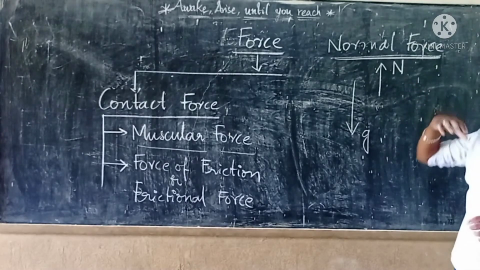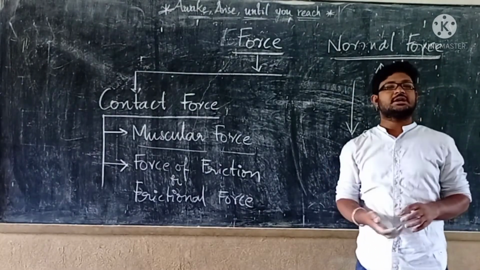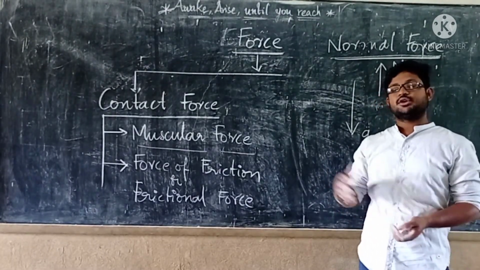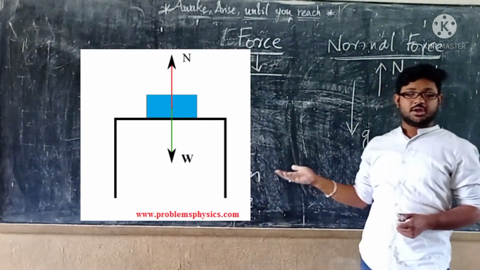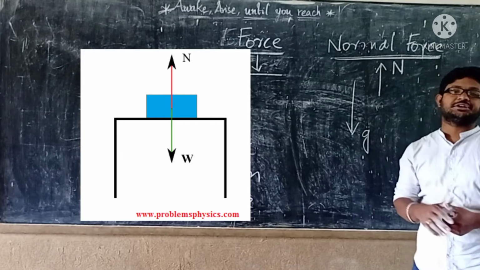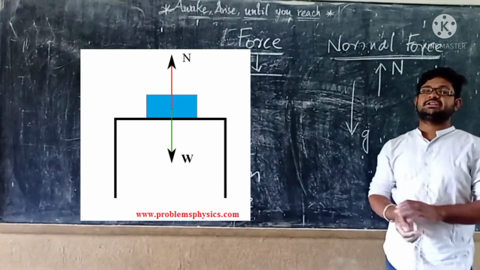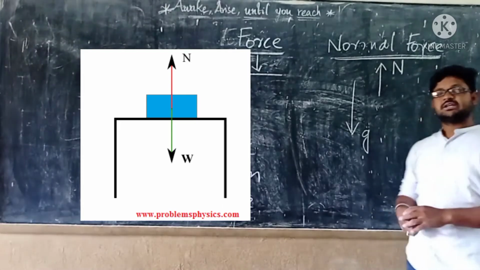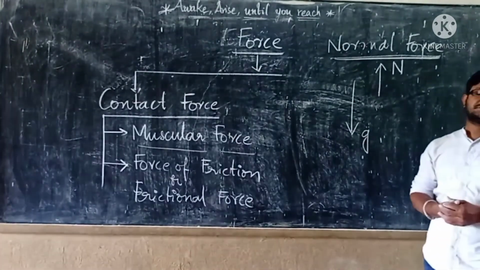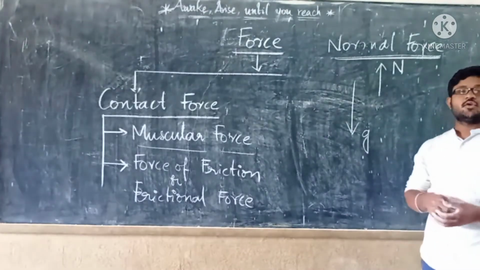That means there is a force which is opposite to the gravitational force. Even you can look into this picture, which shows there is an opposite force to the gravitational force, that is called N, normal force. N stands for normal force. G stands for gravitational force. So did you understand what is meant by normal force?